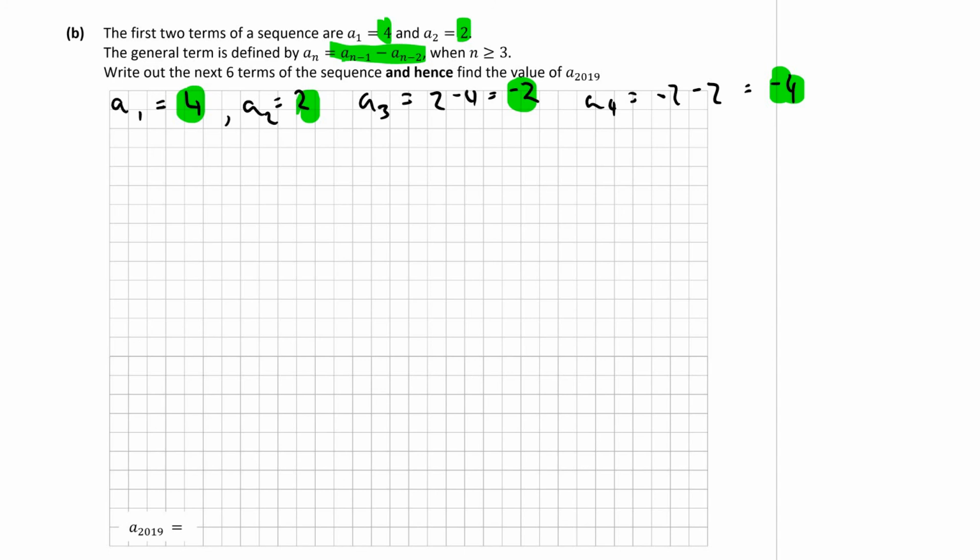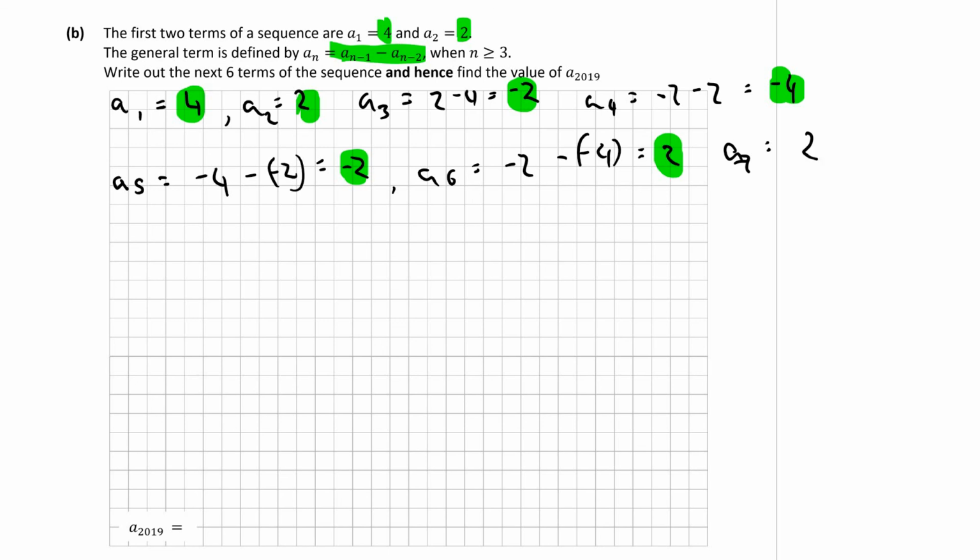I'm to write out the next 6 terms. A5 equals minus 4 minus minus 2 equals minus 2. I'm just trying to conserve space here. So A6 equals minus 2 minus minus 4, which is minus 2 plus 4, which is 2. A7 equals 2 minus minus 2, which is 4. And the last one, A8 equals 4 minus 2, which is 2. So they are the next terms, and find the value of the 2019th term.